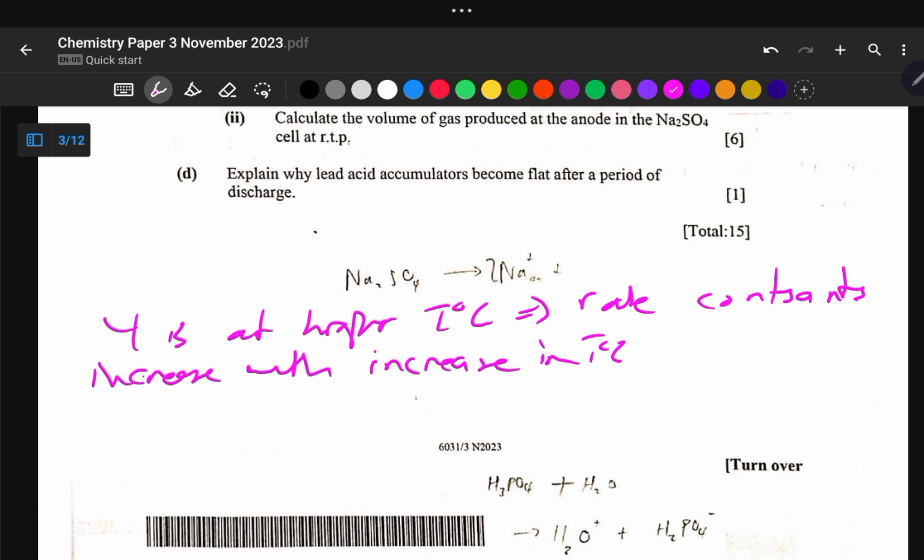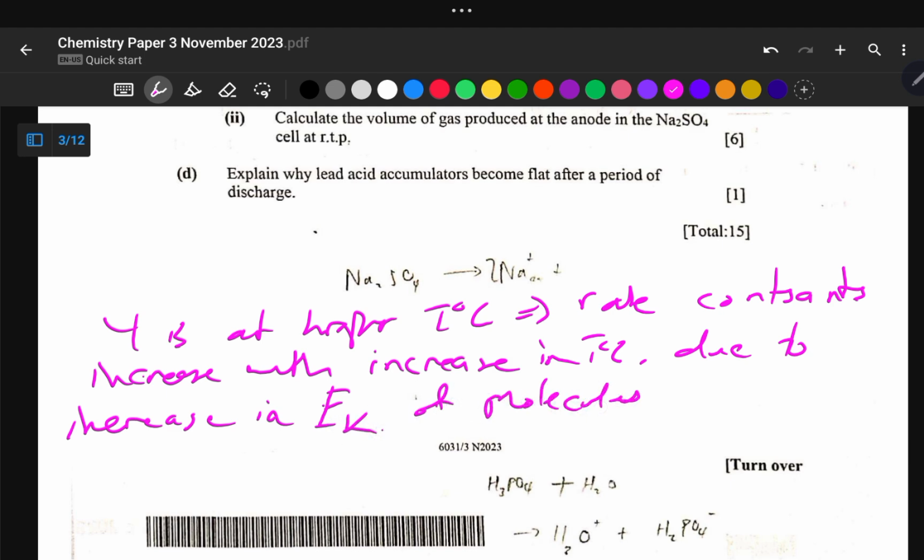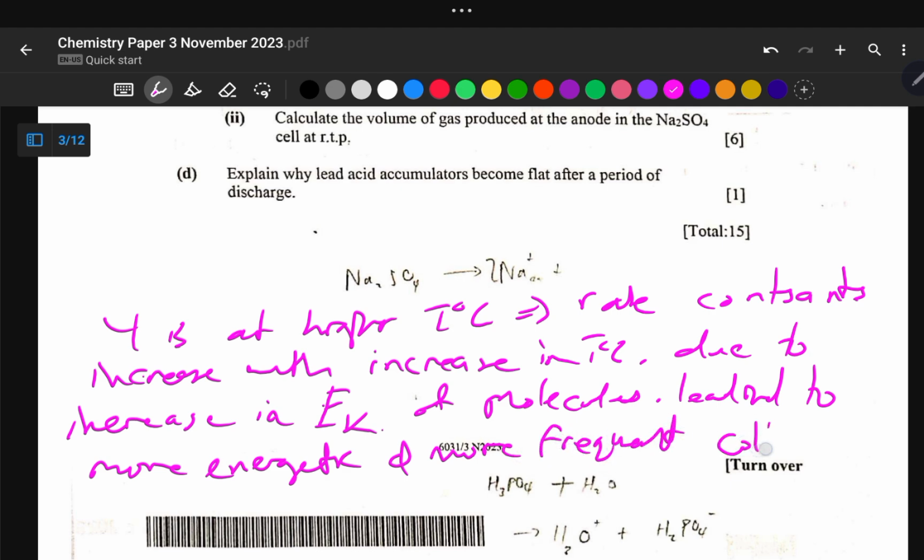So at Y the temperature is high, due to the increase in kinetic energy of the molecules, and then leading to more energetic and more frequent collisions that overcome the activation energy, which is the minimum amount of energy required to start a chemical reaction, right?